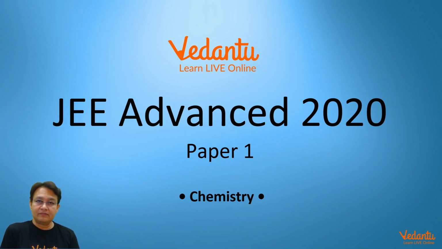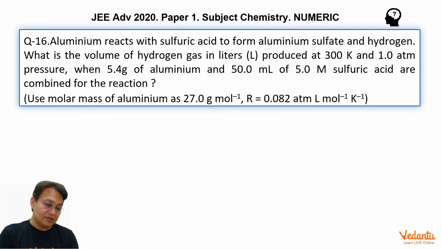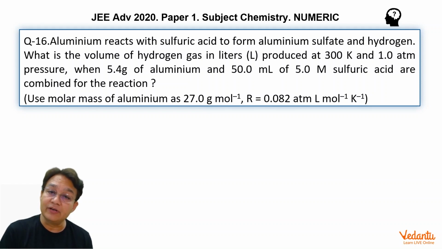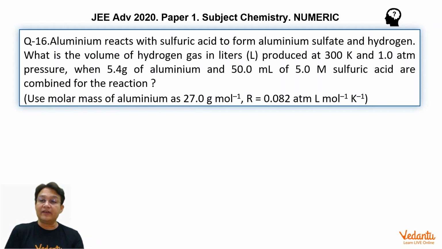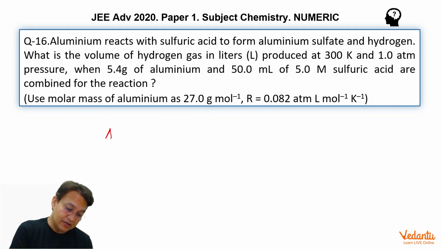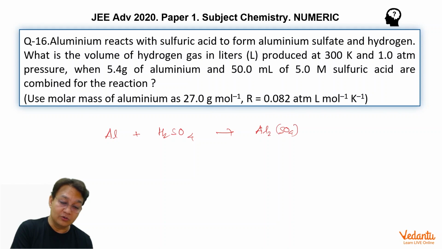I'm going to discuss advanced problems, JEE Advanced 2020 Chemistry problems. So let us discuss the problem. In this problem, aluminum reacts with sulfuric acid to form aluminum sulfate and hydrogen. The reaction can be represented as aluminum plus H2SO4 giving Al2(SO4)3 plus H2.